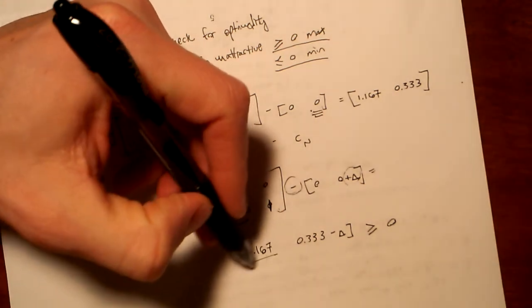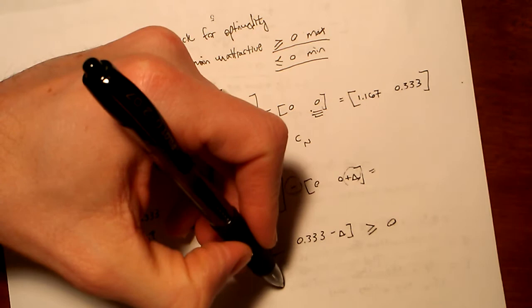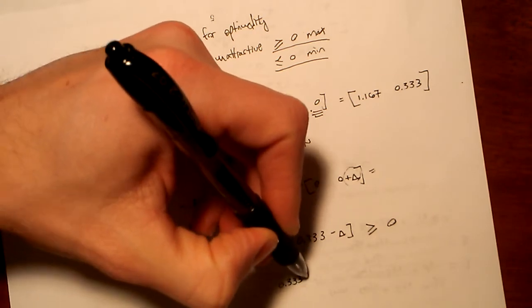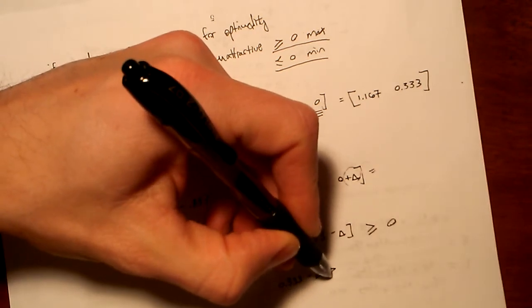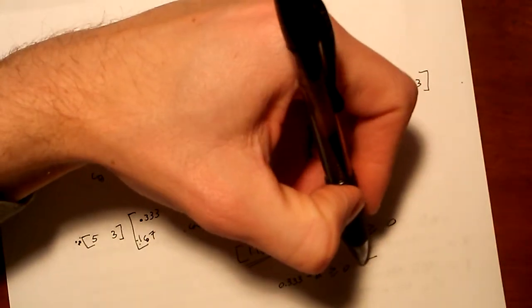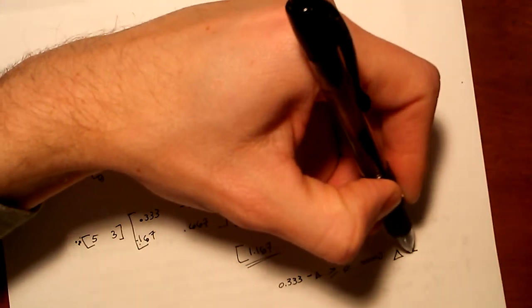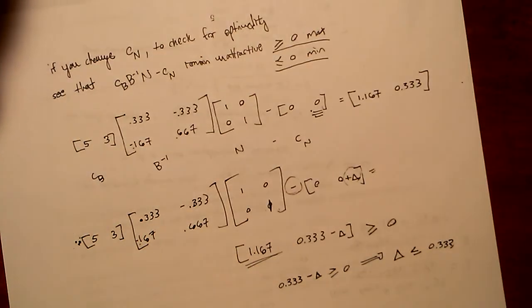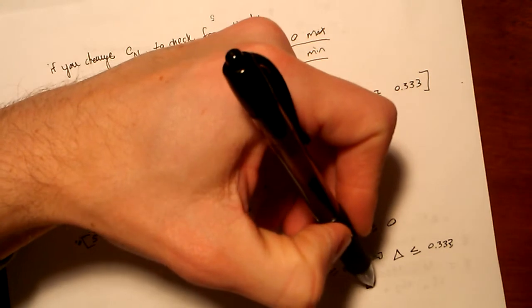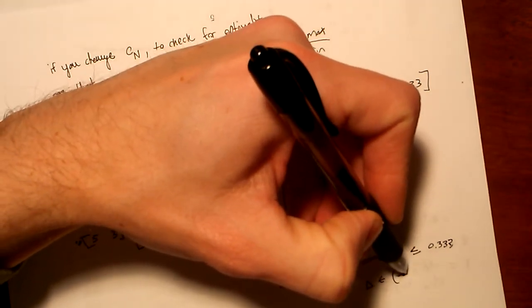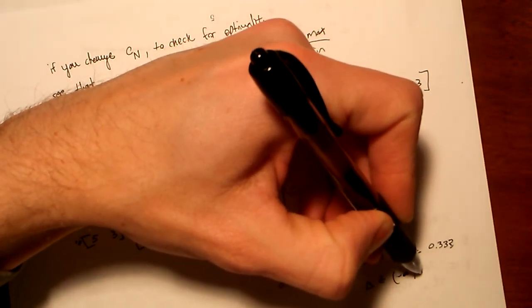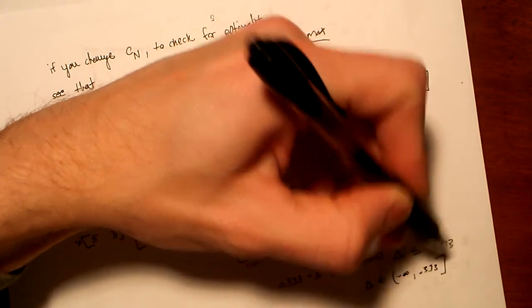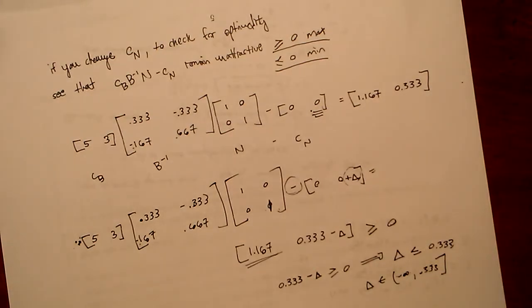And you can see that the first one is not a function of delta. So basically this reduces to the question of when is 0.333 minus delta greater than or equal to 0. You can quickly compute that delta needs to be less than or equal to 0.333. So that would have been a fine answer. You could also say delta could range from negative infinity to positive 0.333. You can communicate it in a variety of ways, but that was the answer to part II of the fourth question.